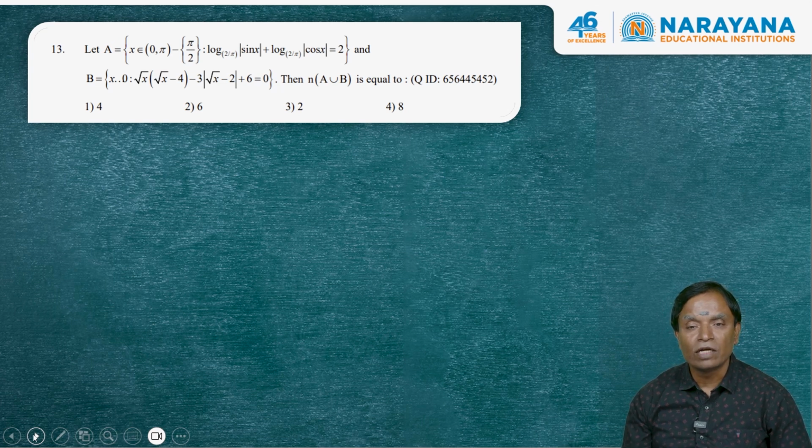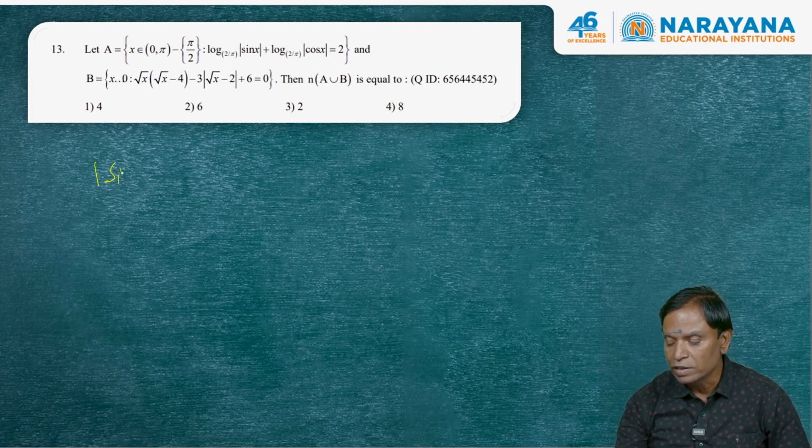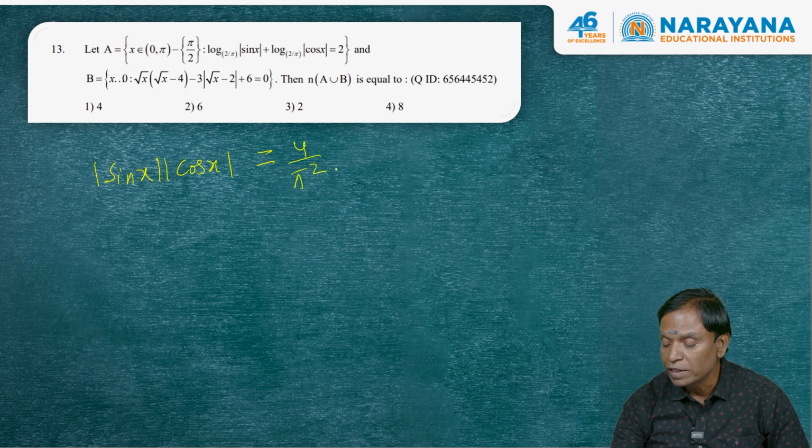You are asked to count the number of solutions. The second one, B, is an elementary problem, so we will solve the first one. Log of mod sin x to the base pi plus log of mod cos x to the base 2 by pi is equal to 2. So I can say directly modulus of sin x into modulus of cos x is equal to (2 by pi) whole square, which is 4 by pi square.